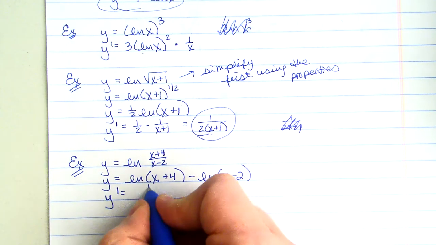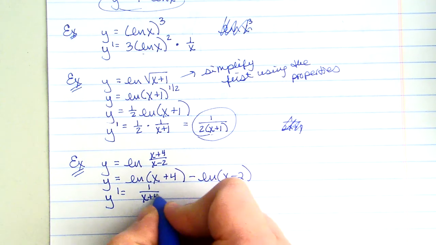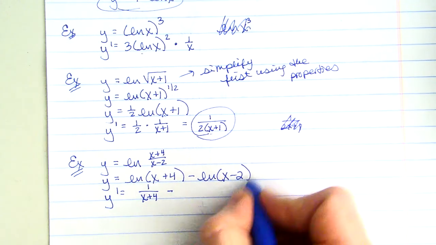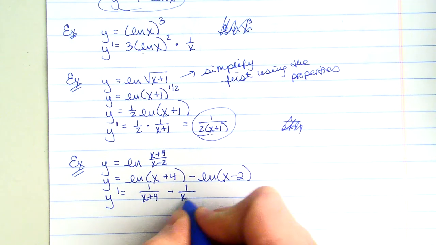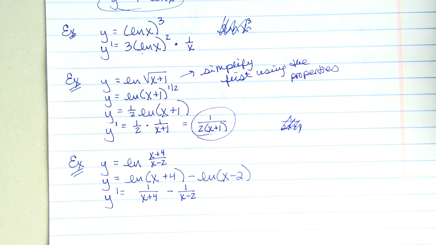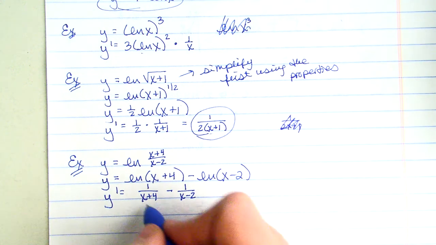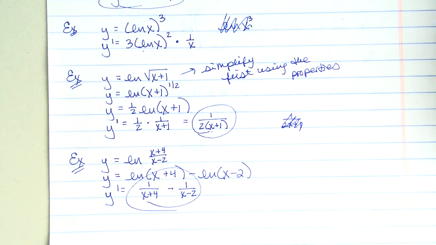Y prime is going to equal 1 over x plus 4 times 1 minus, derivative here, 1 over x minus 2 times 1. I guess you could put them together, get a common denominator. I'm not going to bother, but I'm going to assume you can handle that. Wait a minute. No, never mind. I think that's good for a final answer. Okay. One more with the properties.